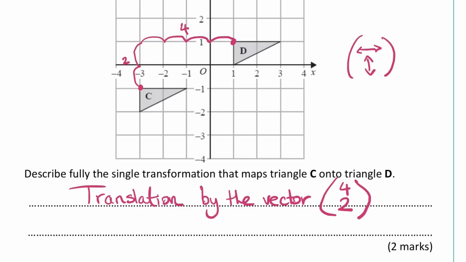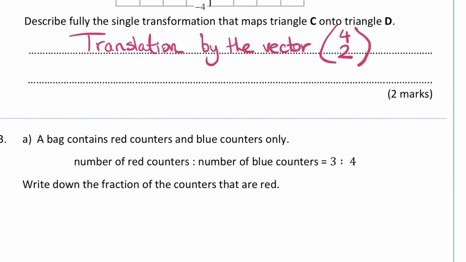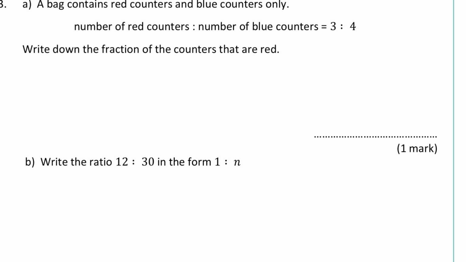Not forgetting, if it went left at all or down at all, you would use negative numbers, and there's a massive hint for you there on the axes. The positive numbers are to the right and up, the negative numbers are to the left and down, looking at our axes there. So there we go, that was a translation. You could also have to do a rotation or a reflection, but we had a translation on this one.